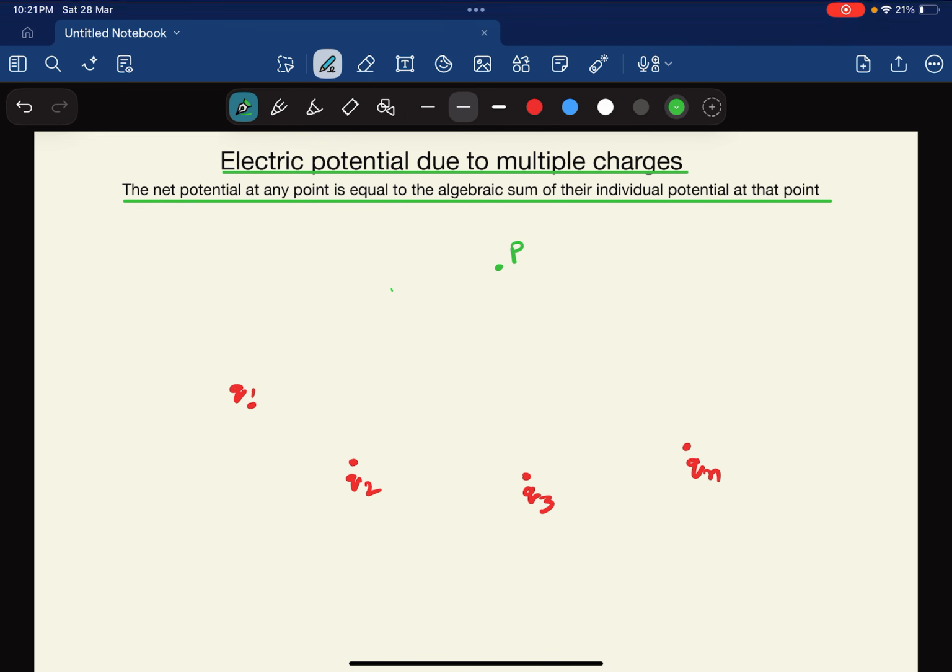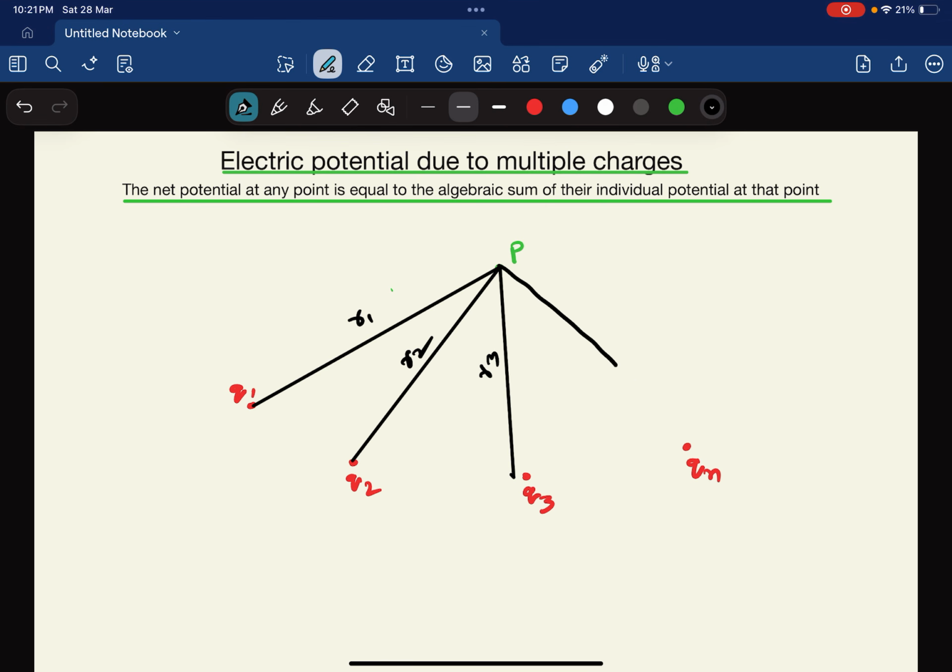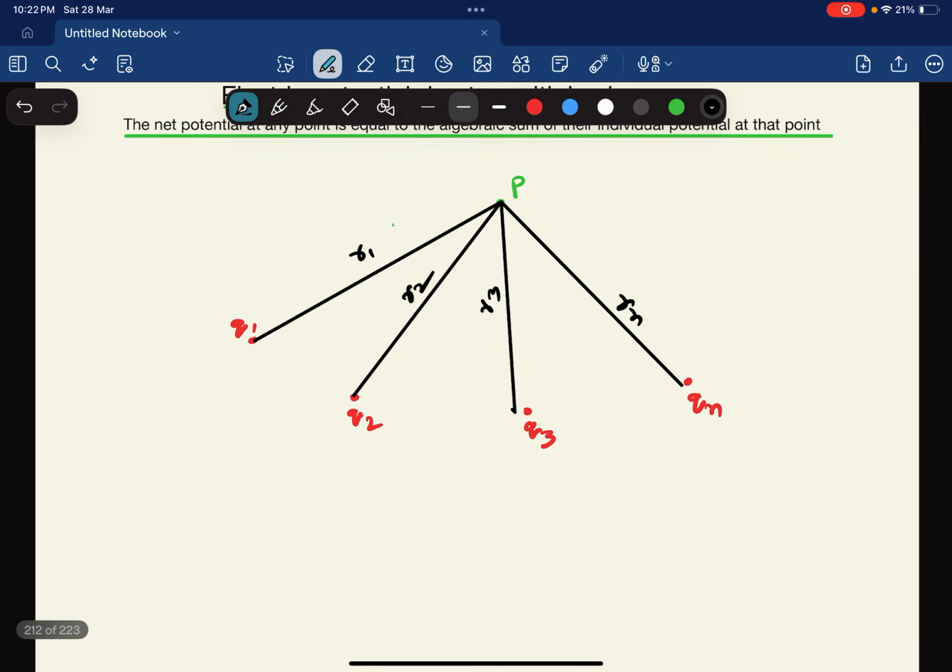Now I'm connecting a line from charge q1 to point P, and this distance of separation is r1. Similarly, charge q2 to the same point P, the distance of separation is r2. Similarly from charge q3 to point P, this distance of separation is r3. Similarly the distance from point P to charge qn is rn. So I'm going to calculate multiple potentials.